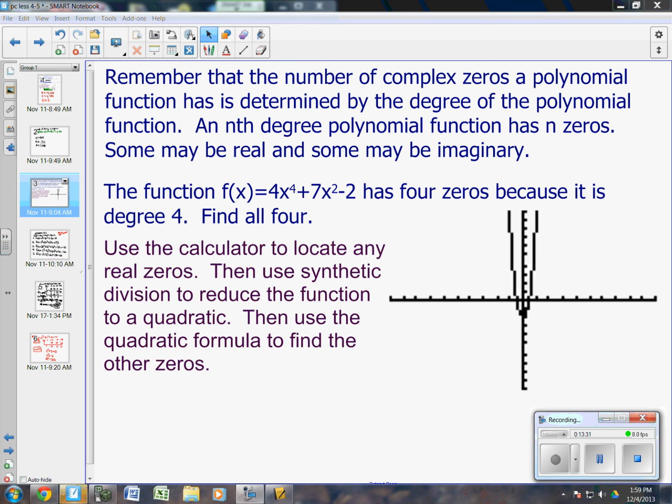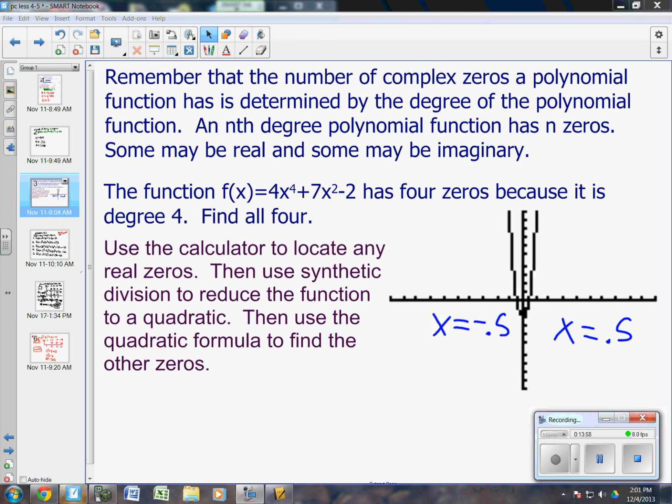What I want you to do is find the 2 real ones using your calculator, and then I'll talk about how we're going to find the imaginary ones. I'm going to give you a minute. Put this in your calculator. Find the 2 real zeros. What are the real zeros, you guys? Okay. Those are the 2 real zeros.